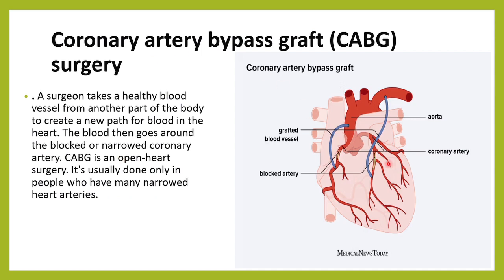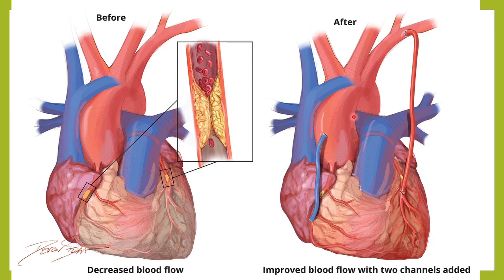So here the surgeon will take a healthy blood vessel from another part of your body and he will create a new pathway. So the blood then goes around the blocked or narrowed coronary artery. So this coronary artery bypass graft is an open heart surgery. It is usually done only in people who have many narrowed arteries. So here you can see the grafted blood vessel here, and these are the arteries which were completely blocked. So we have grafted this vessel and it has restored the blood flow here, and we have bypassed this vessel here. So you can see here, this was the artery which was completely blocked here.